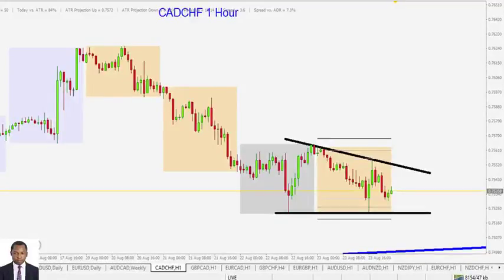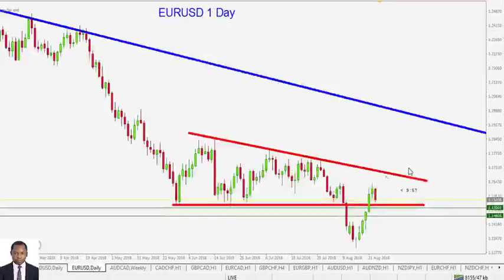The first one is the euro against the American dollar. This is the daily time frame. The euro against the American dollar is sitting above resistance. It's sitting above that flat bottom former support, which was supposed to act as resistance, but the euro against the American dollar right now is sitting above that level.